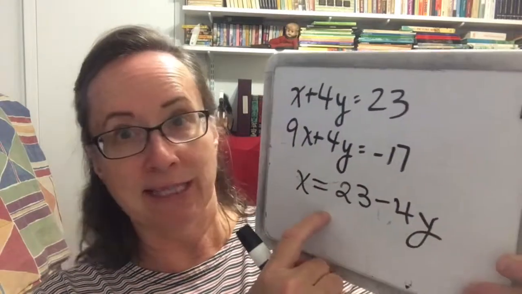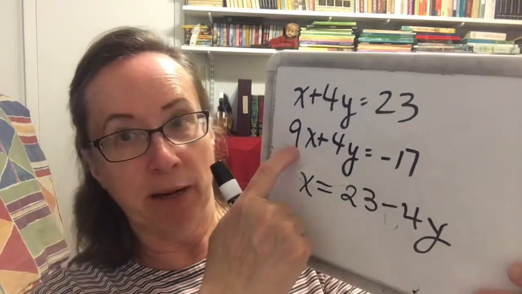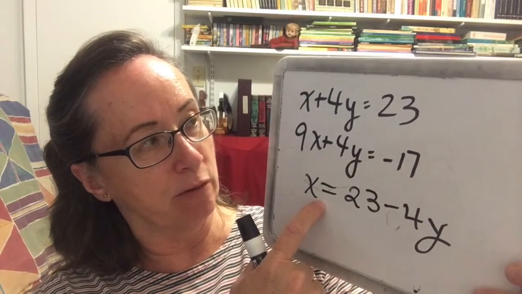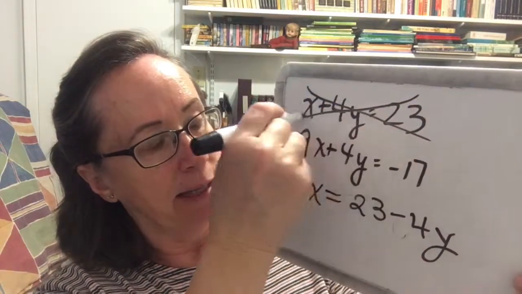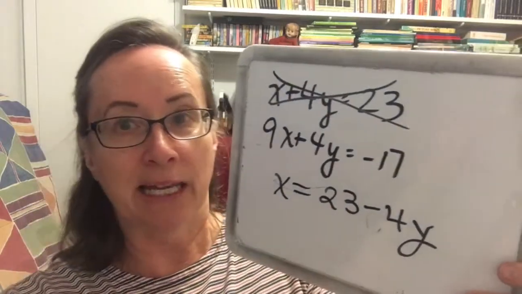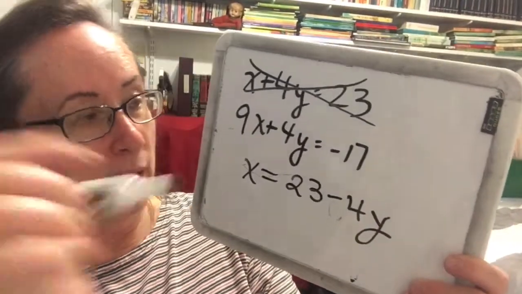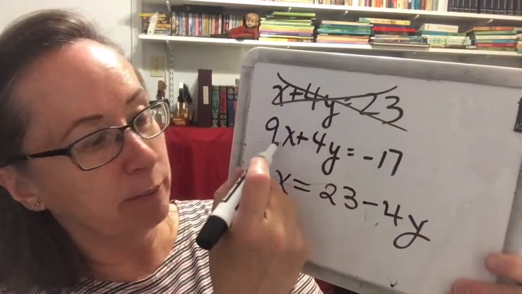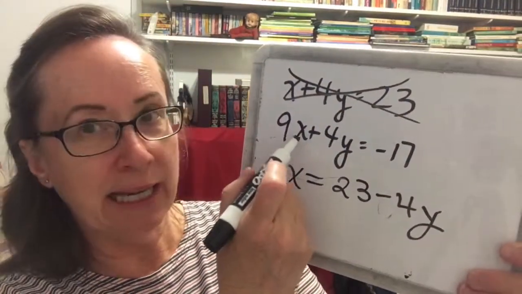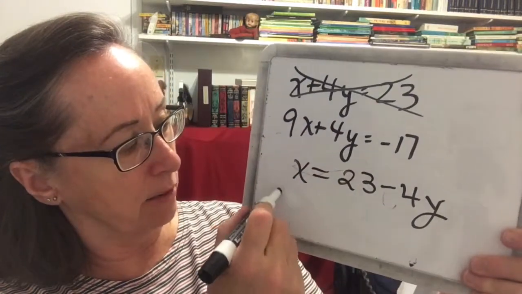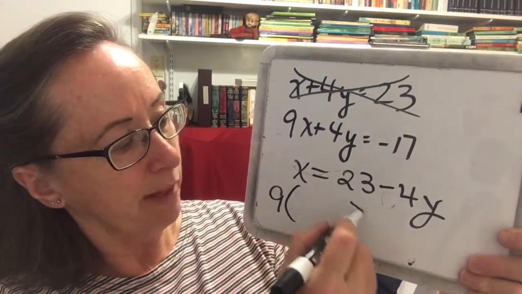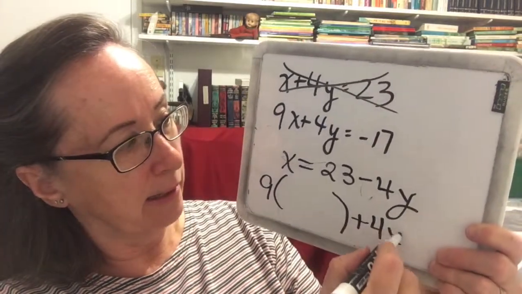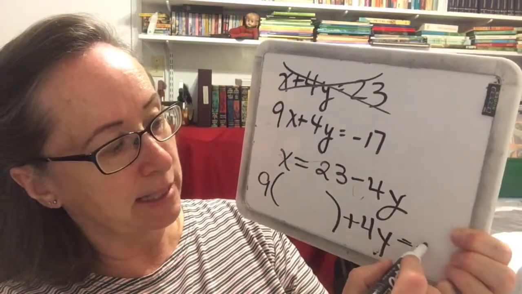So now I'm going to let this be my core equation, and then I'm going to let this one be the substitute. So I've rewritten this one into another form that I can put into my equation. Okay, so now I'm going to rewrite the core, but I'm going to leave a space where the x is. So 9, there's my space where the x is, plus 4y is equal to negative 17.